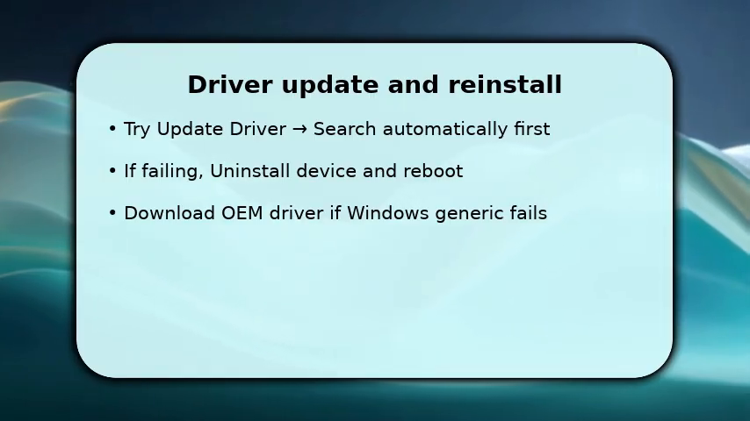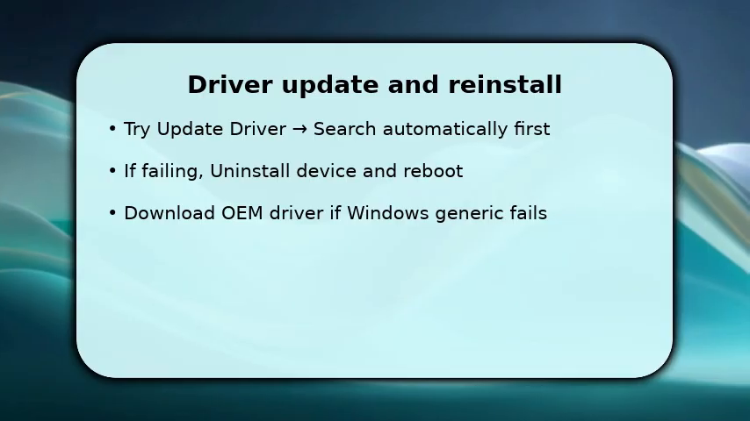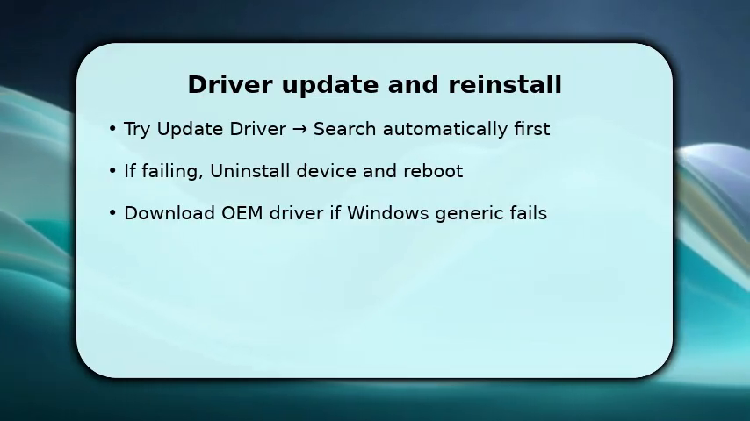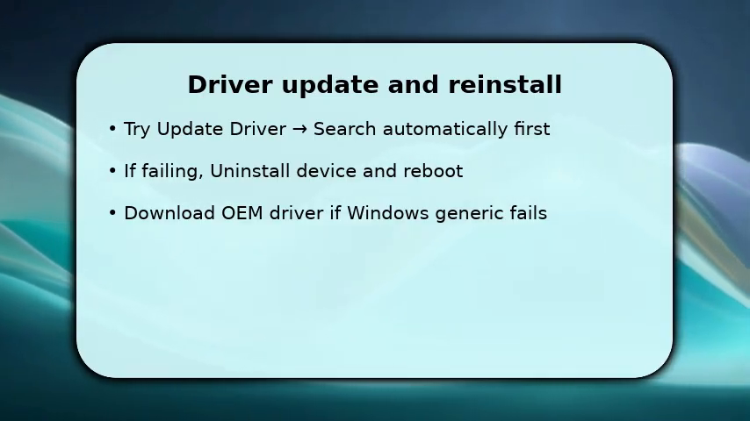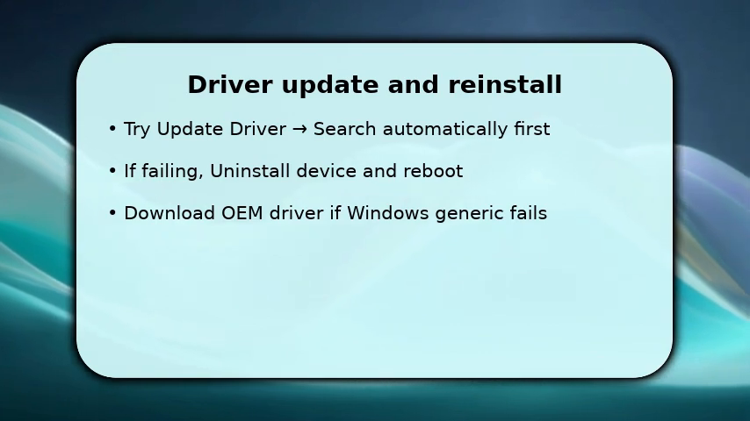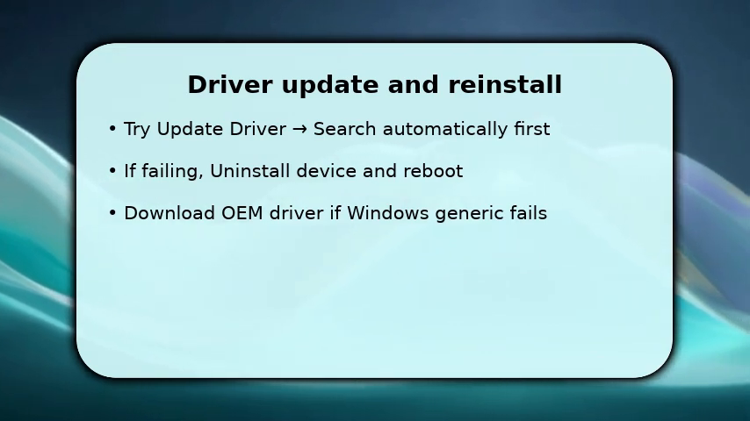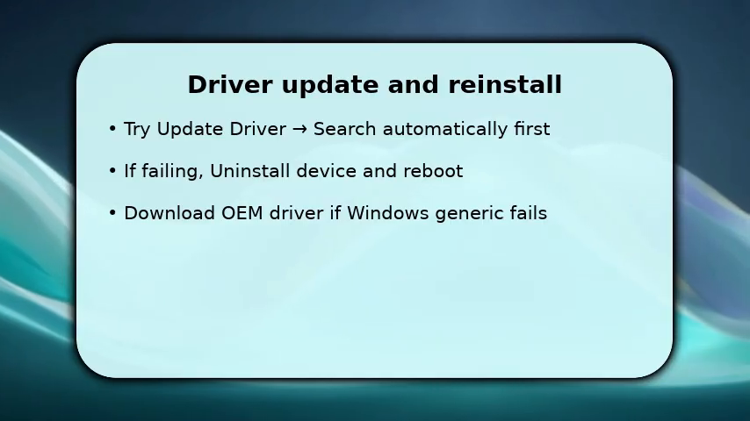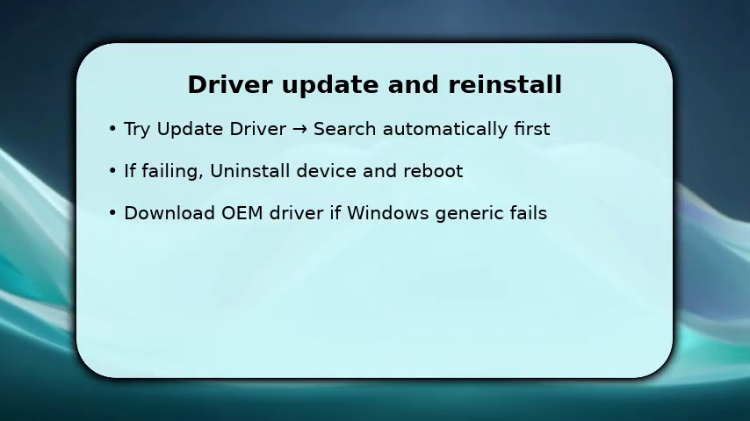If Windows installs a generic driver that still misbehaves, download the latest adapter driver from the laptop or chipmaker site and install it manually. This ensures proper firmware and advanced features are applied. Finish by resetting and validating network behavior.